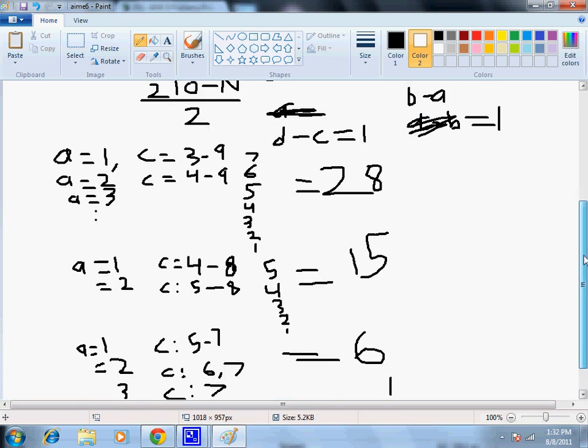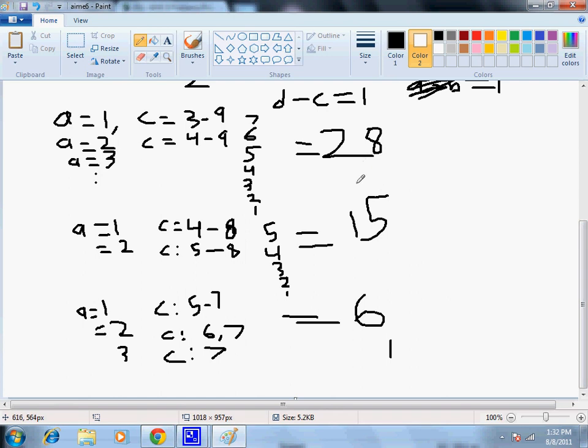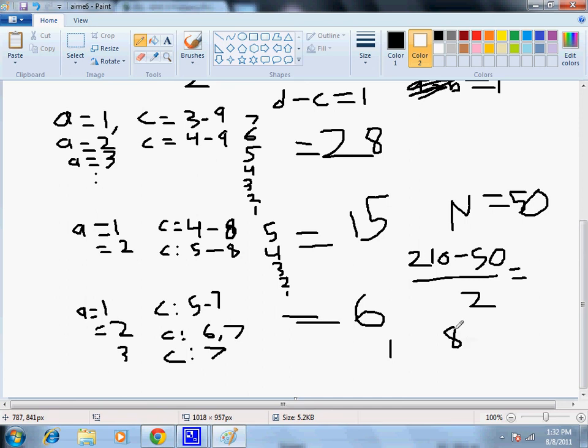So then N is the sum of this, which is 29, 35, 50. So N equals 50. Then the answer we want is 210 minus 50 over 2, which is equal to 80, which is the answer.